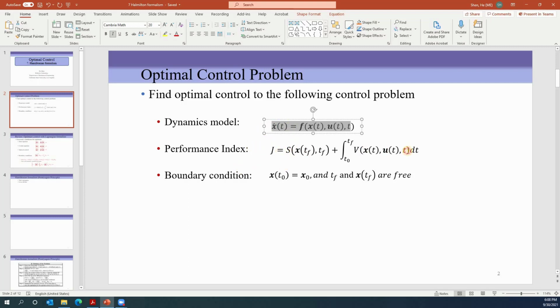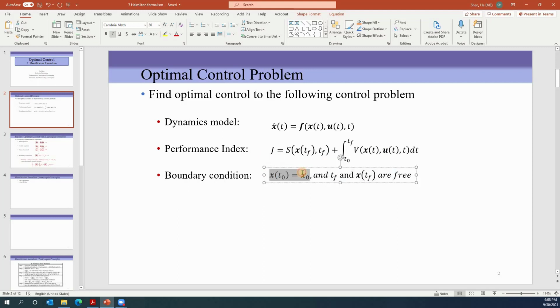And the performance index. We started with the performance index in this form with only integration from T0 to Tf. And later on we expanded that to a performance index with a combination of a terminal cost S plus the integration form from T0 to Tf.